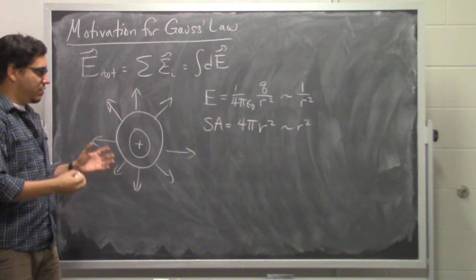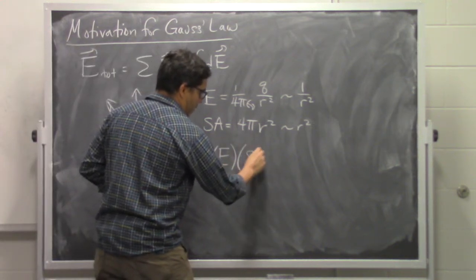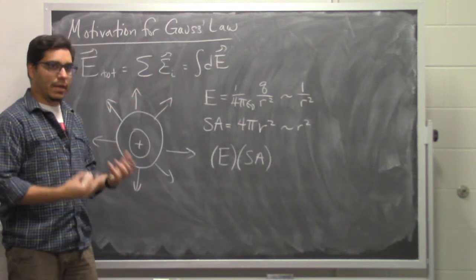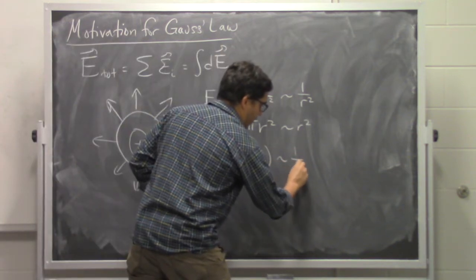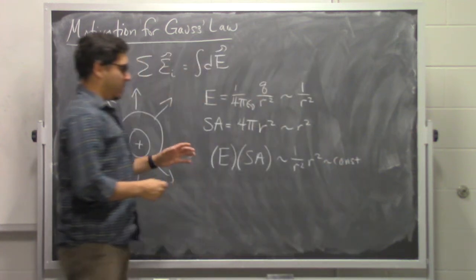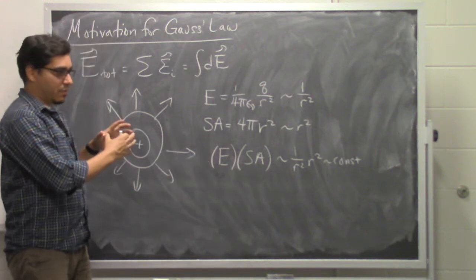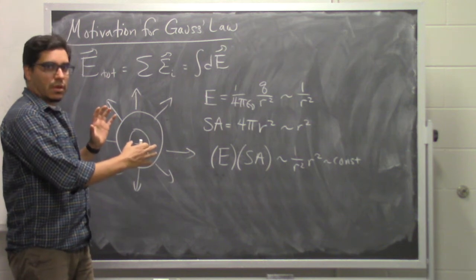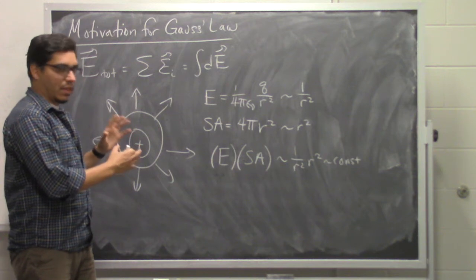So this suggests that some sort of thing that is like the multiplication of the magnitude of the electric field and the magnitude of this surface area varies like 1 over r squared times r squared, which is a constant. That is, the product of this electric field and the surface area of this bubble, in some sense, doesn't change with distance away from the charge itself. And that's an important geometric idea that we're going to use to develop Gauss's law.